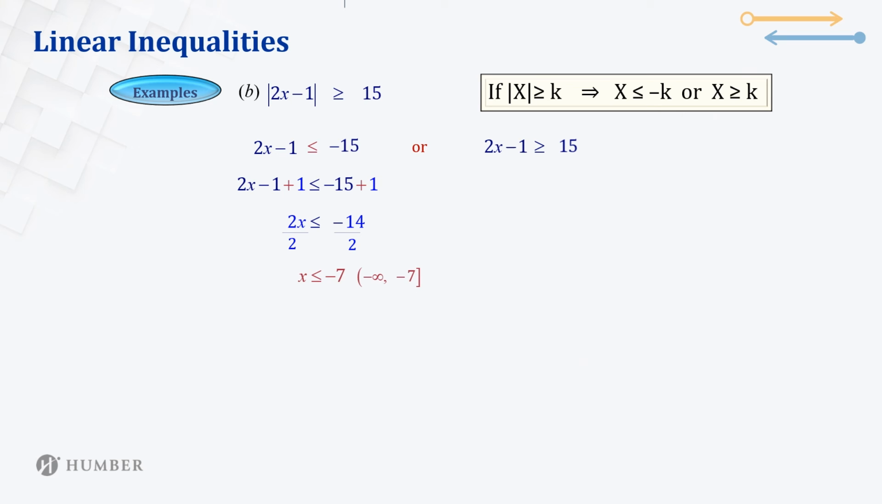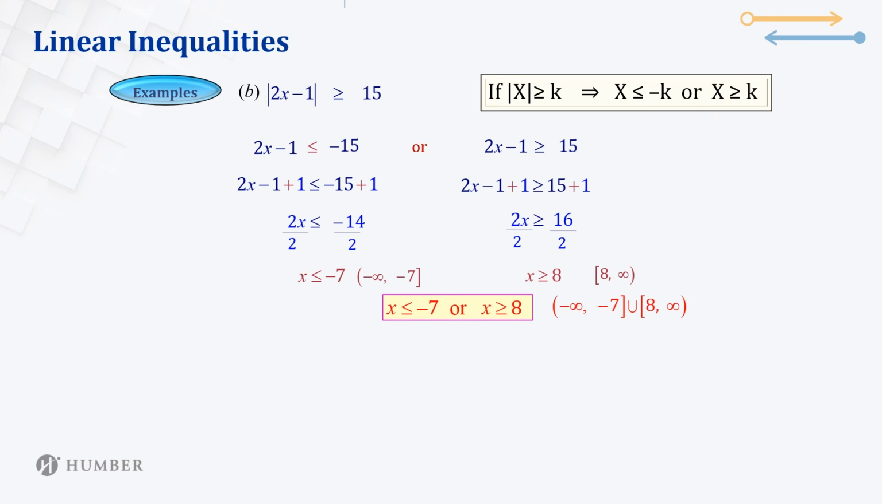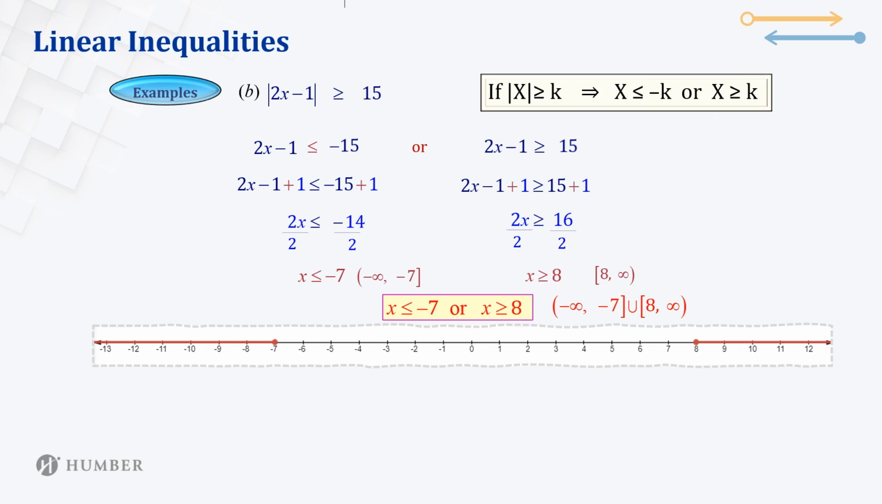Now let's get the second answer. Once again, we add 1 on both sides to get 2x is greater than or equal to 16. Then we divide both sides by 2 to get x is greater than or equal to 8. The final answer is shown as two regions, as well as its graphical representation. Please note that OR indicate the union of two answers.